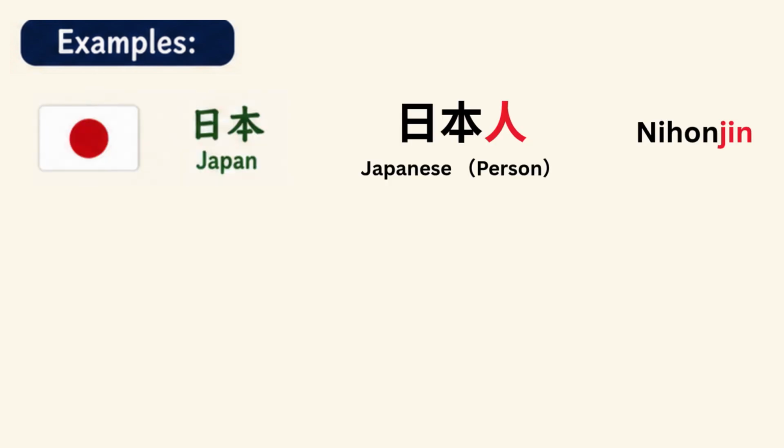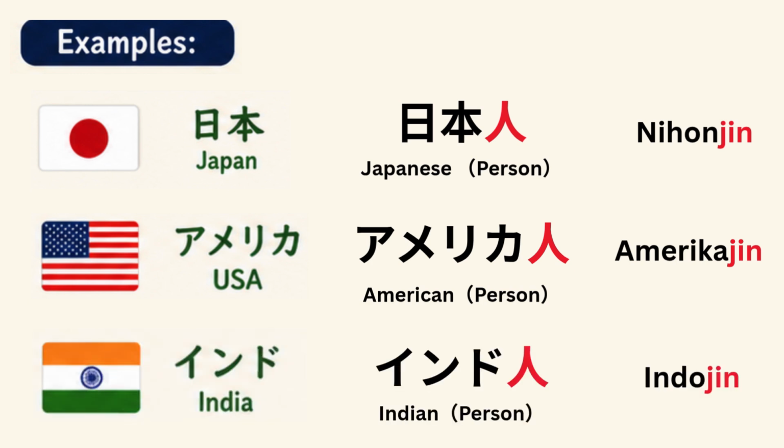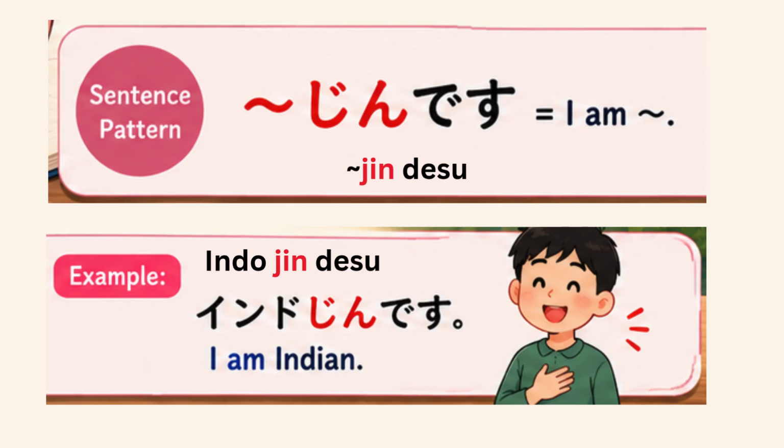Examples. Nihon, Japan, 日本人, Japanese. アメリカ, America. アメリカ人, American. インド, India. インド人, Indian. To make a sentence, add 人です after the country name. Example. インド人です。It means I am Indian. Try out similar sentences with other country names.